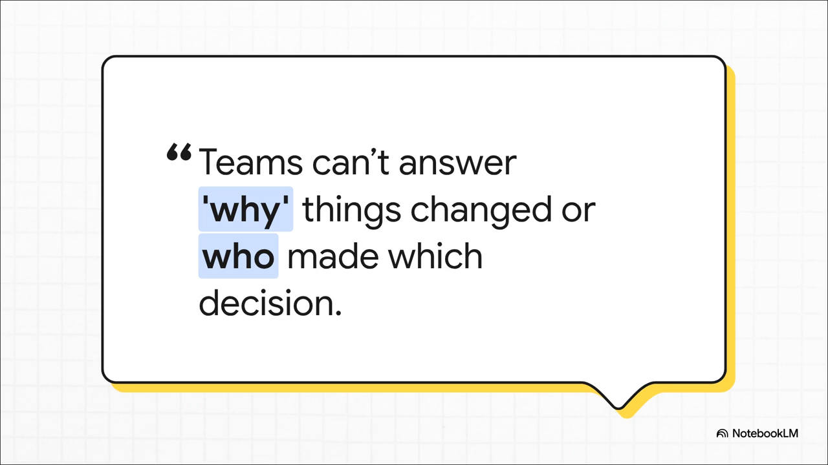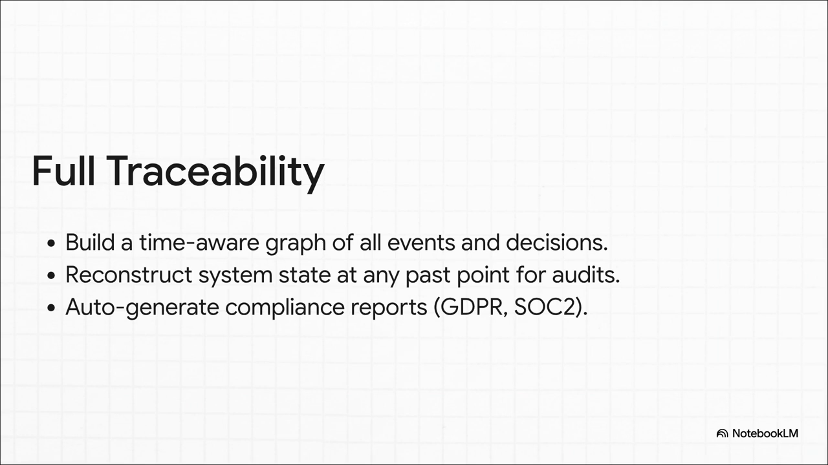And way too often the real answer is a collective shrug. Nobody knows for sure. The solution here is to achieve full, bulletproof traceability. By building a time-aware graph of every single event and decision, you create an unbreakable audit trail. This gives you the superpower to instantly reconstruct the exact state of your system at any point in the past. An auditor asks what things looked like on June 1st of last year? No problem. You need to generate a GDPR or a SOC 2 compliance report for a specific time window? You can do it automatically. It turns traceability from this painful manual archaeology project into something as simple as running a query.